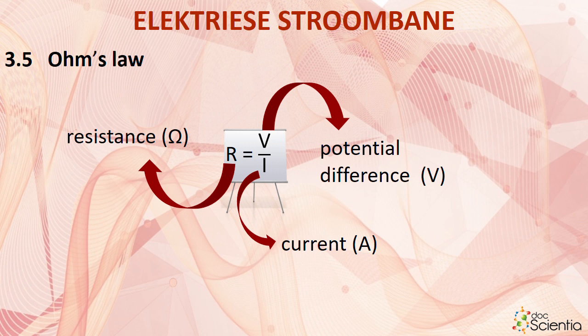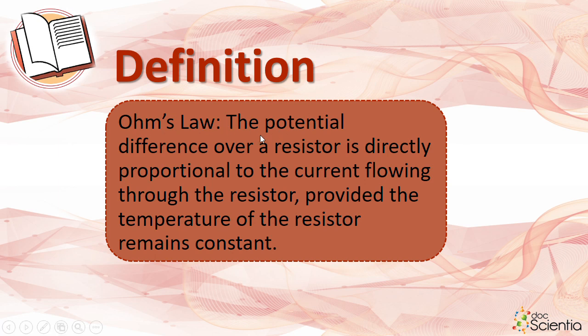Ohms se wet is die een waarvandaan ons hierdie ene kry. Okay? And Ohm draws a direct relationship between the resistance and the potential difference as long as the temperature remains constant. Okay, so Ohms se wet sê vir jou, die potensiaalverskil is direk evenredig aan die stroom wat deur die resistors vloei, solank as wat die temperatuur konstant bly.